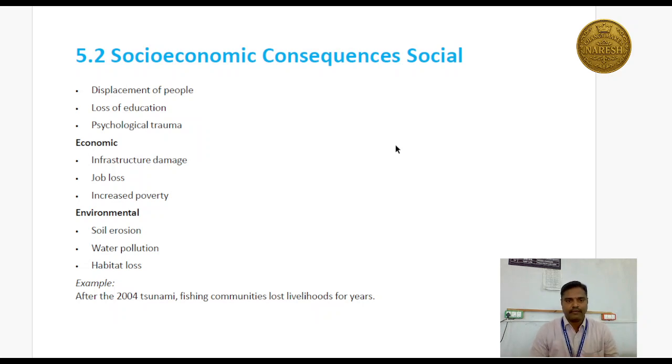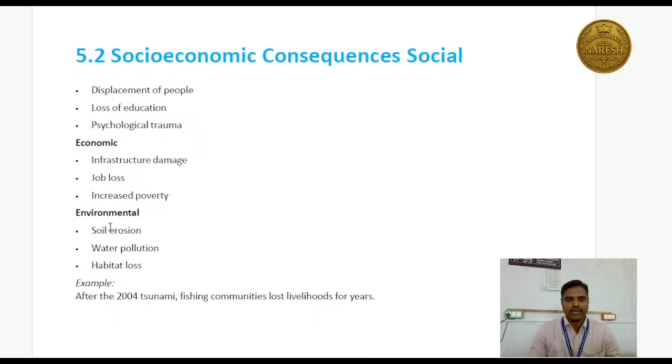the people. Once it is economic, the infrastructure damage should be taken care of, and the second one is joblessness, it will be there, and the third one is increased poverty. So these 3 things play the main key role in the development of the country. Once a disaster happens, these 3 will be damaged, and we need to take care of that also.